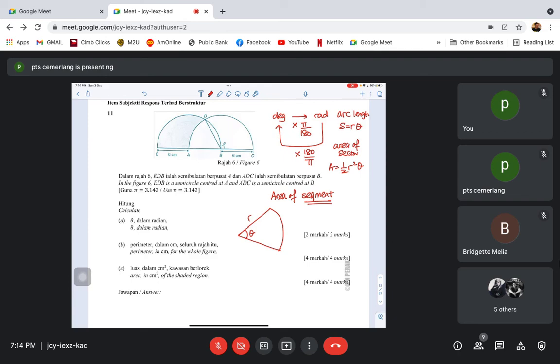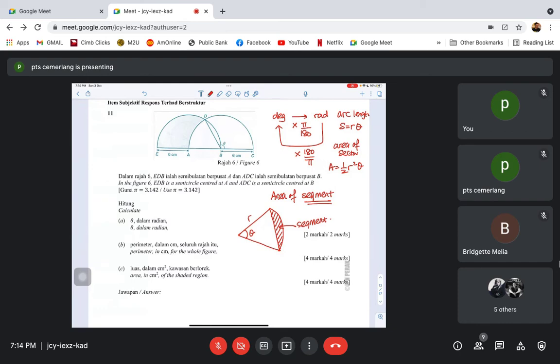But then what is a segment? A segment is actually when you have a line that cross off from the other point to make a triangle, and this particular part that I shade over here, right, this is called the segment. Okay, and then what is the formula to find the area of segment? Anyone want to try?